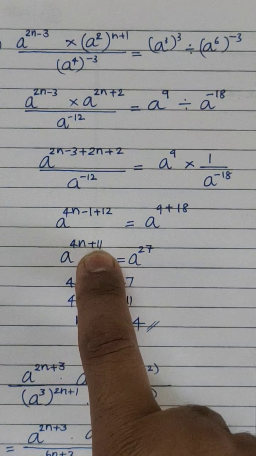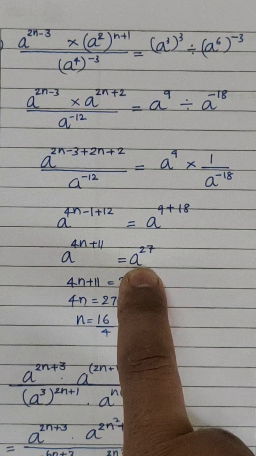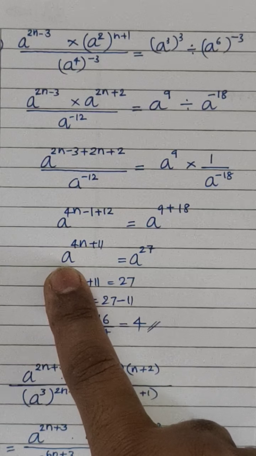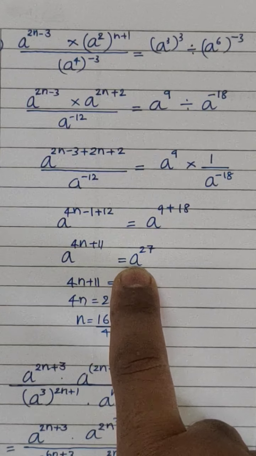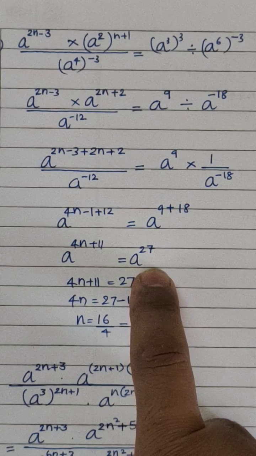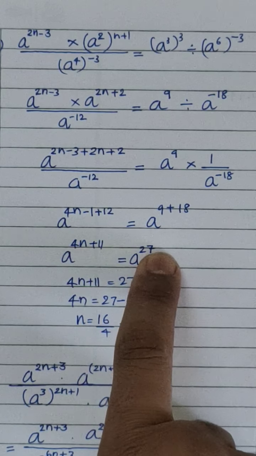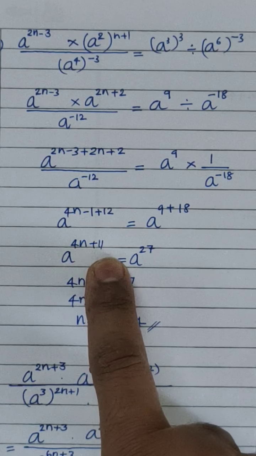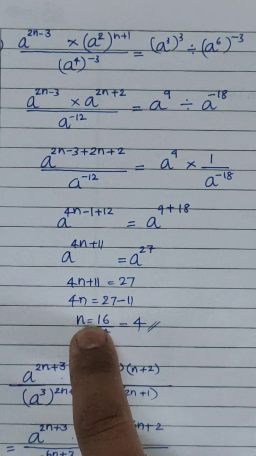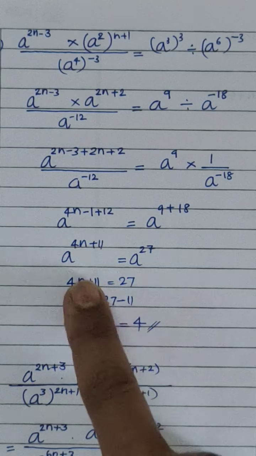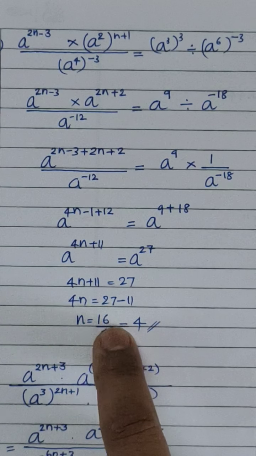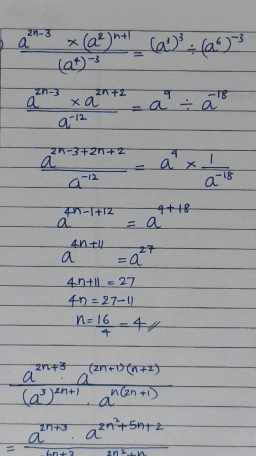A to the power of 4n plus 11 is equal to a to the power of 27. We have base a here and on the right hand side also the same base. When you have the bases same on both sides, we can equate the powers, that is 4n plus 11 is equal to 27. Then 4n will become 27 minus 11, then n will become 16 by 4, which is equal to n is equal to 4.